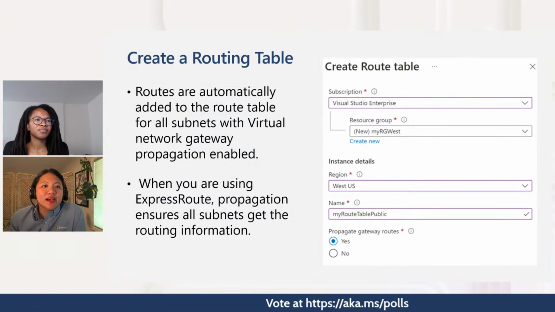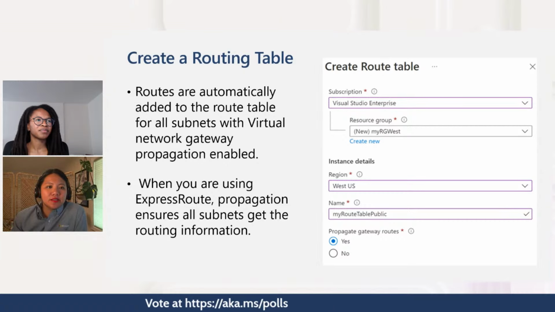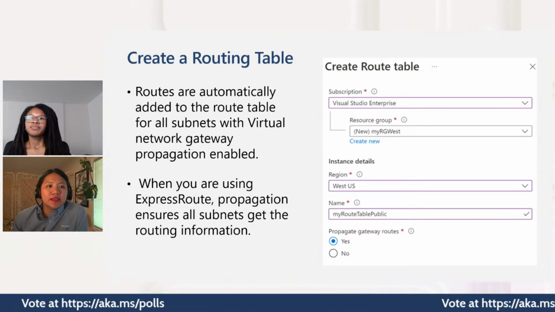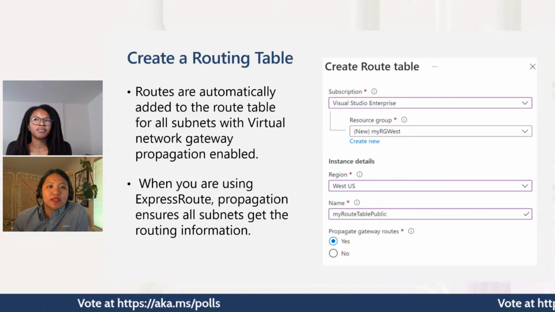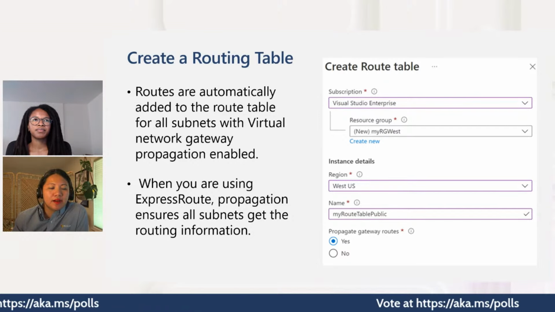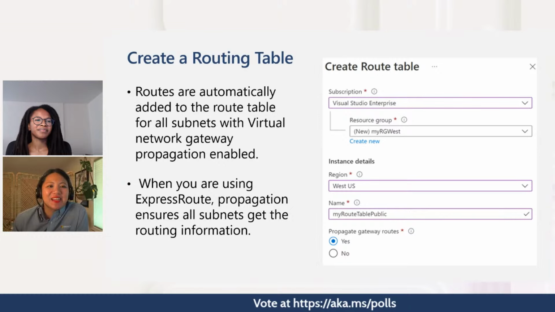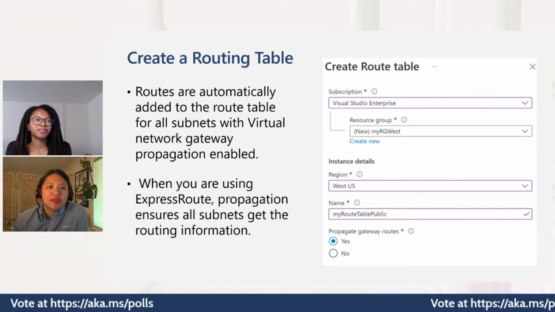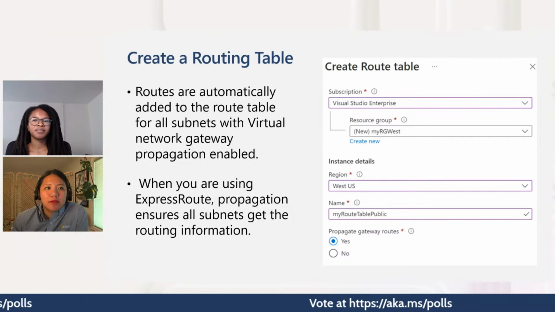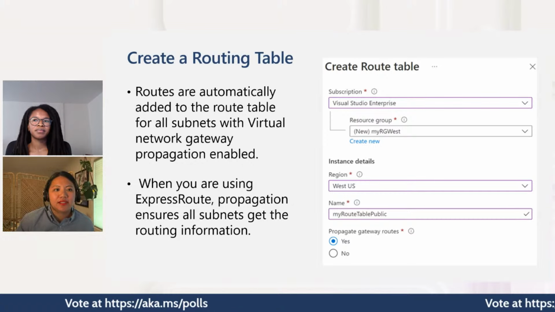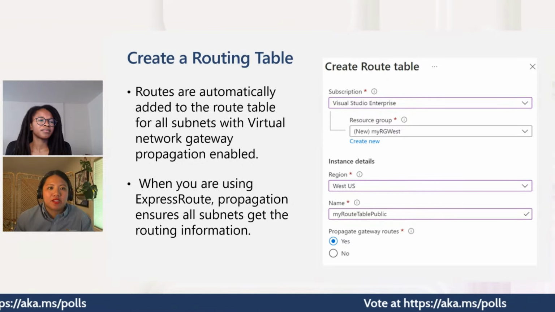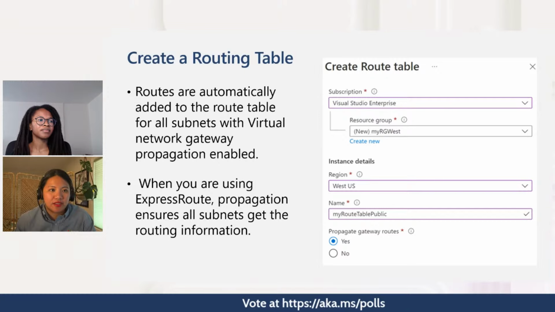So thanks, Jordan. What we see here on this screen is just a shot of what the portal view looks like. When you are creating a route table, you can see there are some fields here that are required, such as your subscription, your resource group. As far as your instances, you would have to let us know your region and the name of the route table, as well as whether you decide, yes or no, to propagate the gateway routes. So your routes will automatically be added to the route table for all of your subnets when you indicate yes, virtual network gateway propagation enabled in that selection there.